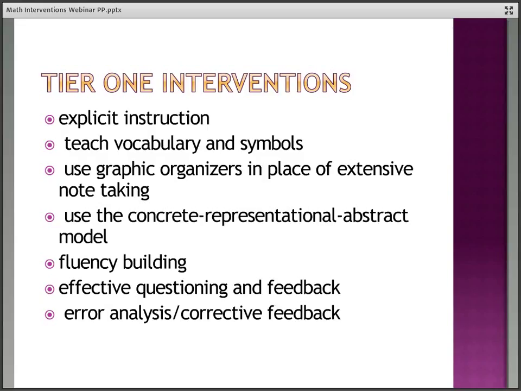Fluency building is really important. Students that don't know their basic facts are at an increased risk of struggling with math at a higher level. And then use effective questioning and feedback, and also give your students corrective feedback or show them where they're making errors as soon as you can, instead of waiting till after they do a bunch of homework assignments incorrectly, practicing the skill incorrectly.